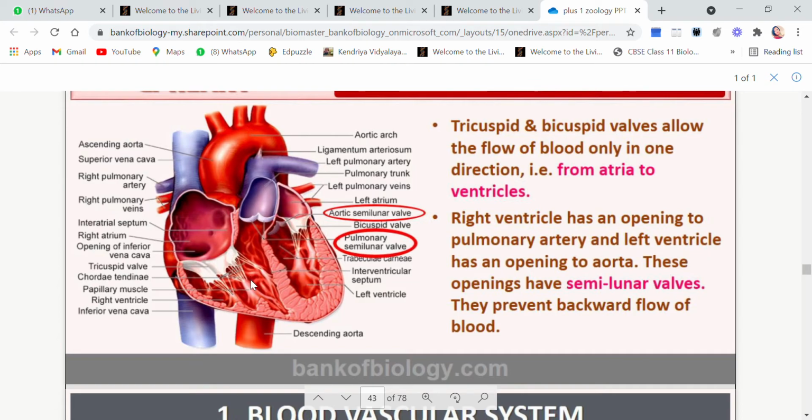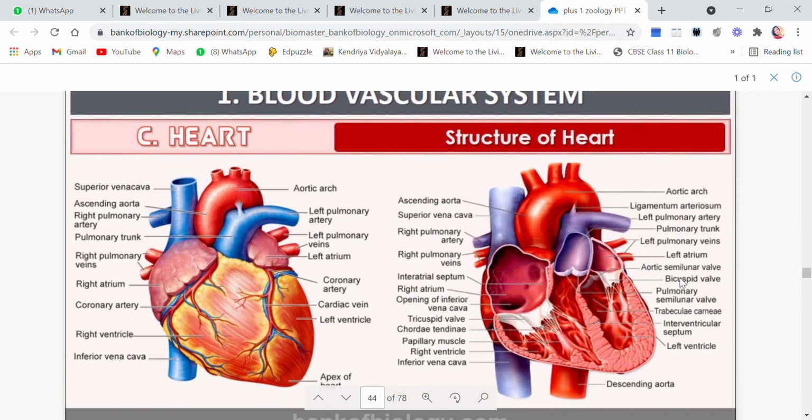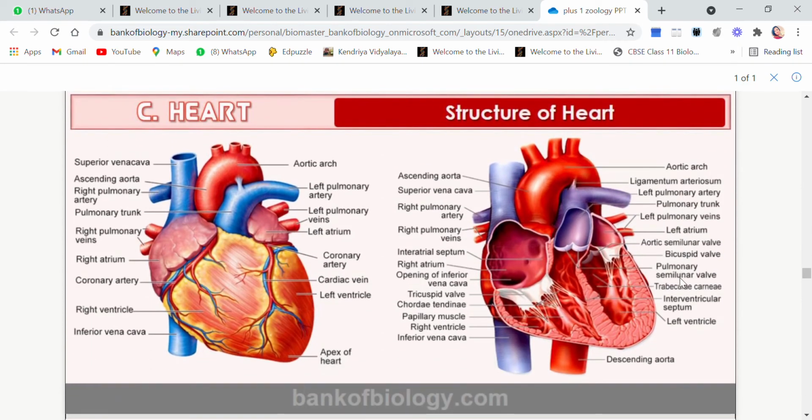Again I am repeating, right ventricle is opening into pulmonary artery, and left ventricle is opening into aorta, and both these openings are having semilunar valves, and again the function of valve is to prevent the backflow of blood. Okay, so this is the detailed structure of human heart as you see the diagram of human heart.